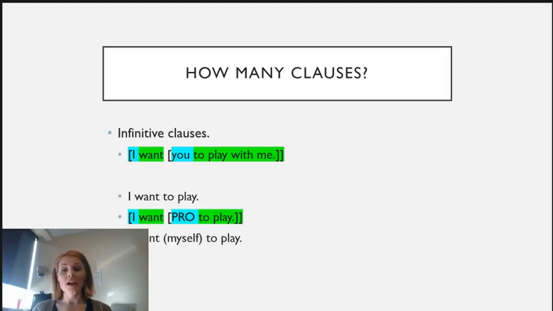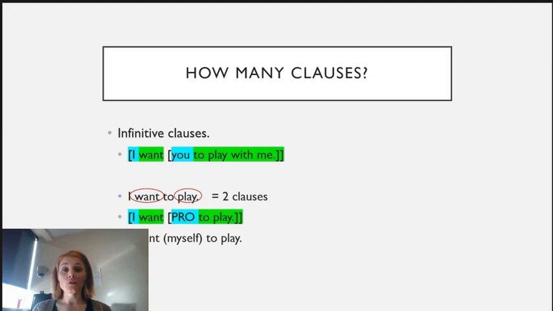And you could think of it as saying, I want myself to play, right? So kind of sticking that pronoun in there is what you're really saying when you say I want to play. So this will still work for our counting the main verbs method, right? In I want to play, we have two main verbs, want and play, so that forms our two clauses.